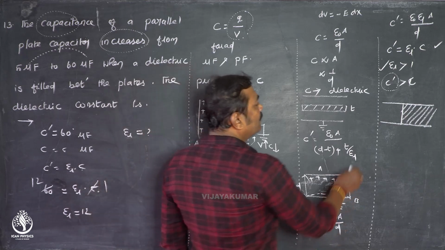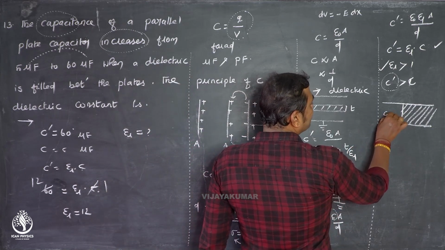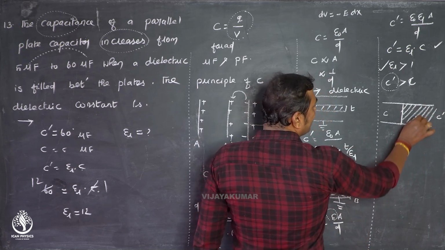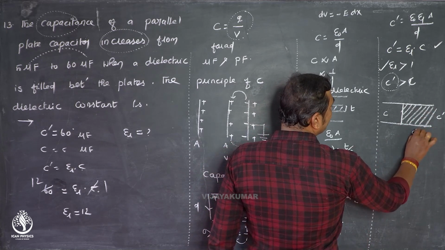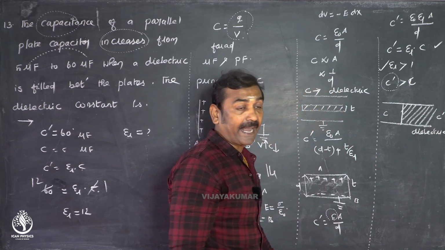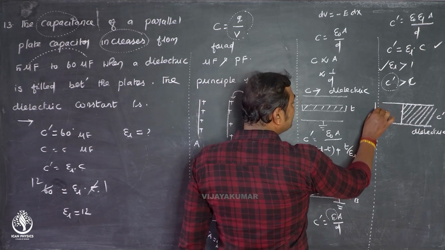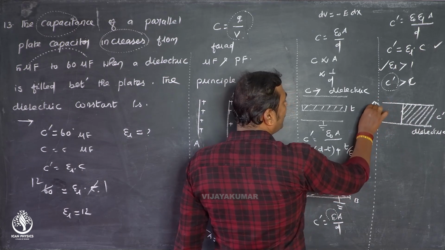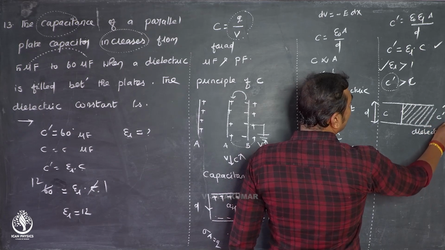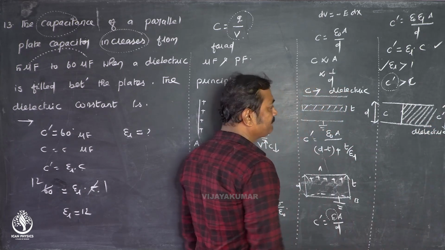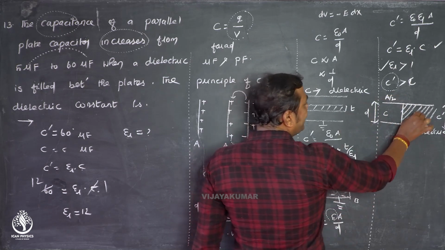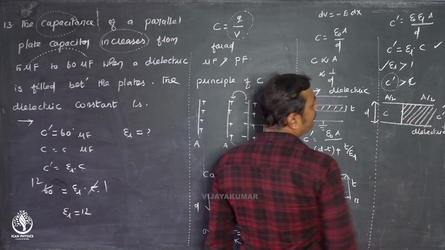Okay. Now its capacitance is C. Suppose its capacitance is C dash. Now it is filled with a dielectric. What happens? Now the distance between the plates for air is D, and for the dielectric medium is also D. Here the area becomes half. Here the area becomes half.